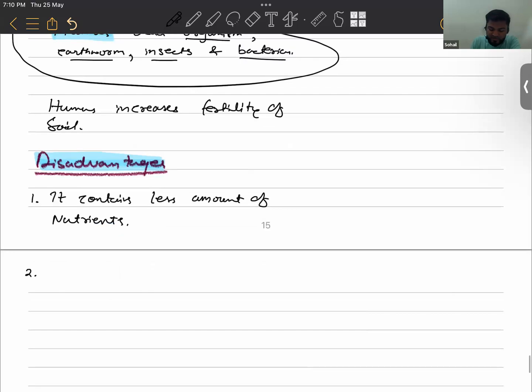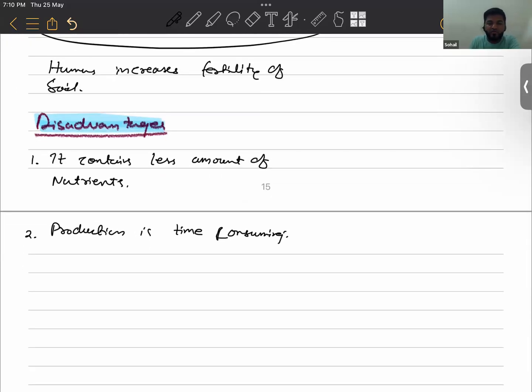Another disadvantage is that it is a time consuming procedure to produce manures. Okay. So production is a time consuming process here. It takes almost 20 to 30 days to produce this very small amount of manure.